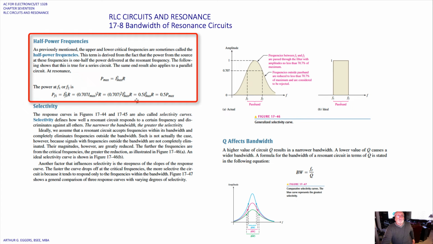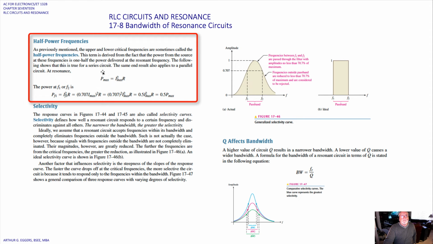Half power frequencies. As previously mentioned, the upper and lower critical frequencies are sometimes called the half power frequencies. This term is derived from the fact that the power from the source at those frequencies is 1/2 the power delivered at the resonant frequency. The following shows that this is true for a series circuit. The same end result also applies to the parallel at resonance.